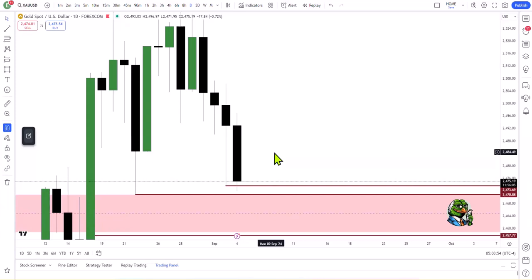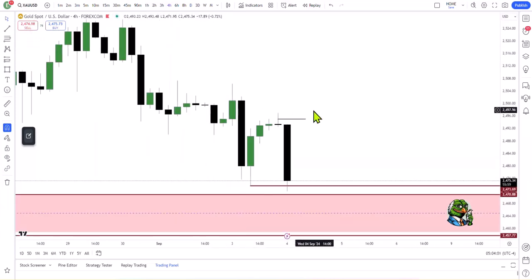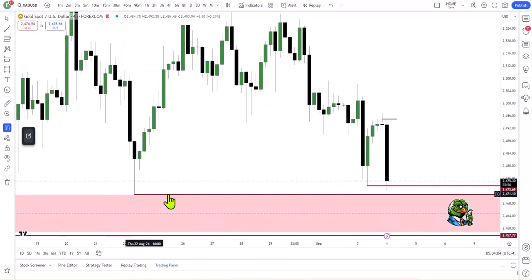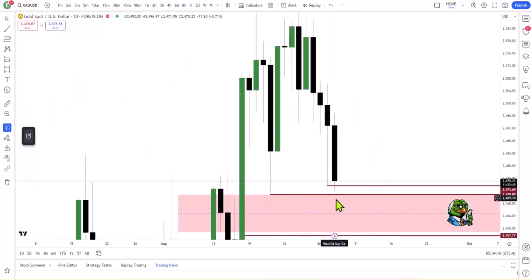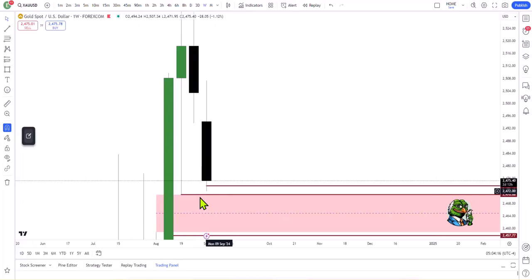Even this morning in the video that I posted, I mentioned the 4 hourly equal lows that we have now just tapped down into, as well as the daily equal lows that we've tapped into, and the weekly fair value gap that we still need to tap into, but we're on our way.